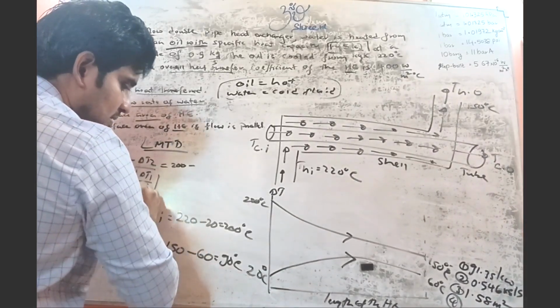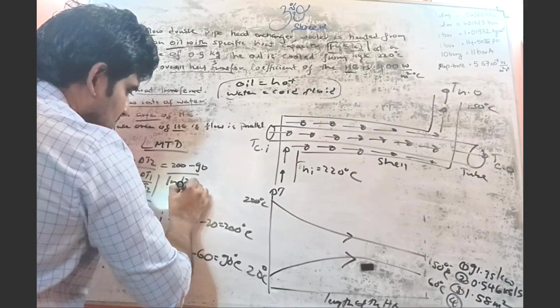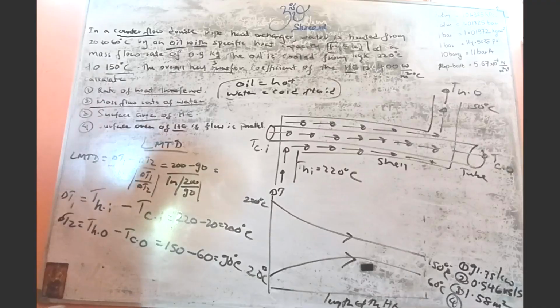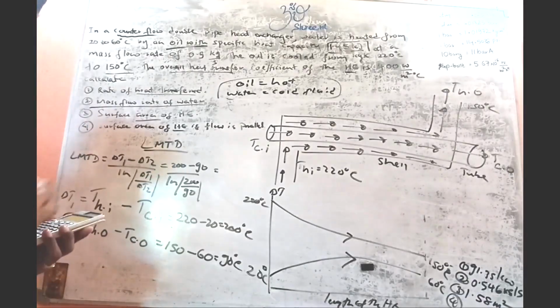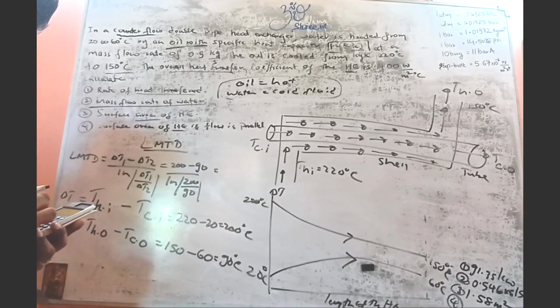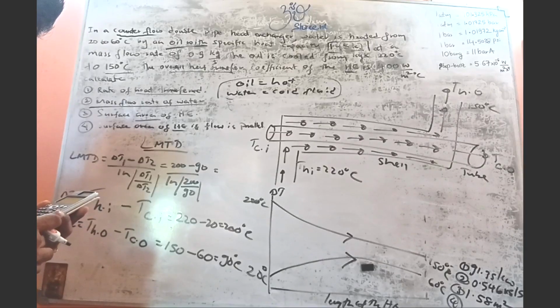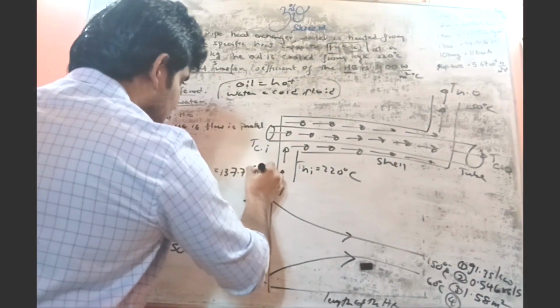So now LMTD is how much? 200 minus 90 divided by ln of 200 divided by 90. What is the answer? LMTD value is 137.75 degrees Celsius.